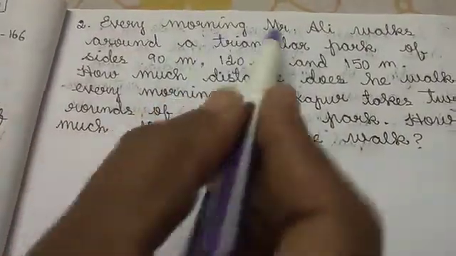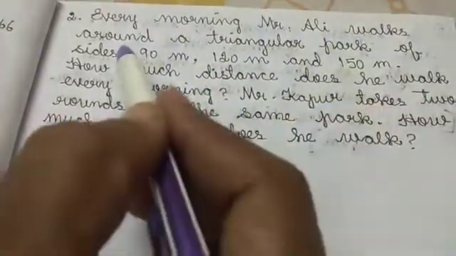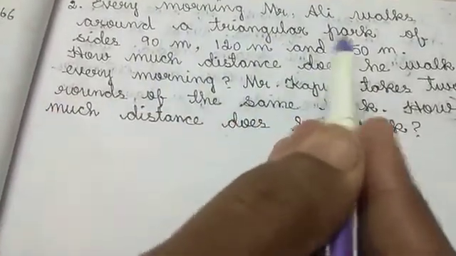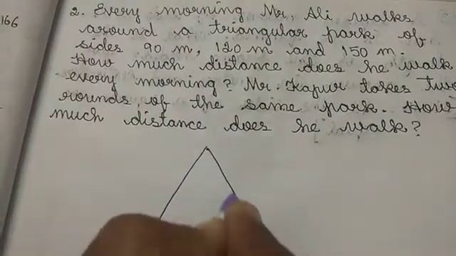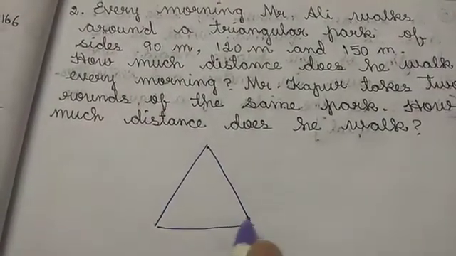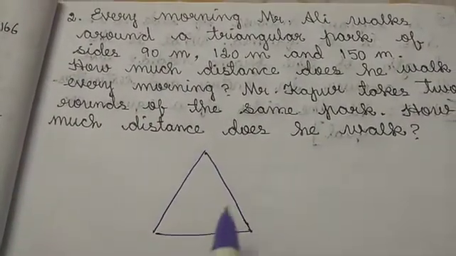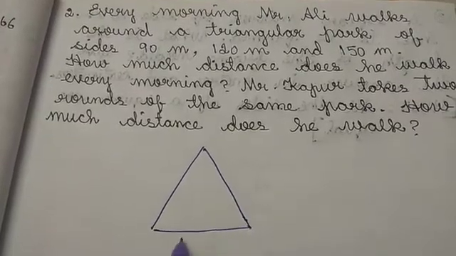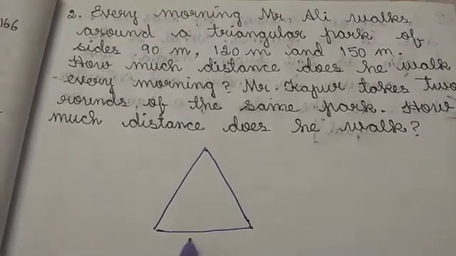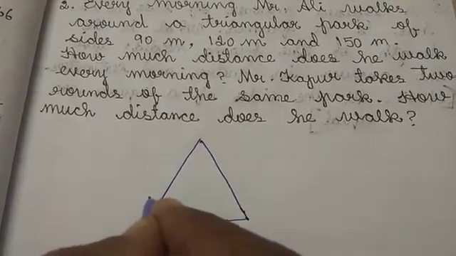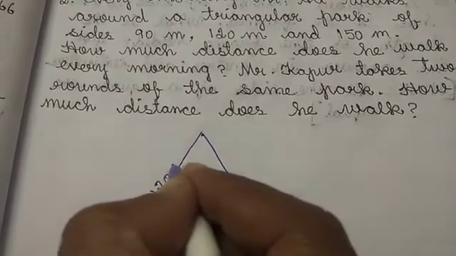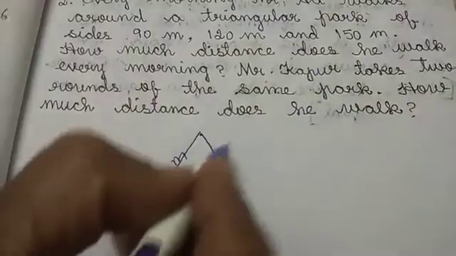Every morning, Mr. Ali walks around a triangular park. Triangular means what, children? This is triangular. Okay, children, a triangular park of sides 90 meter. See, now 3 sides are there. So one side is 90 meter and the second one is 120 meter and 150 meter.